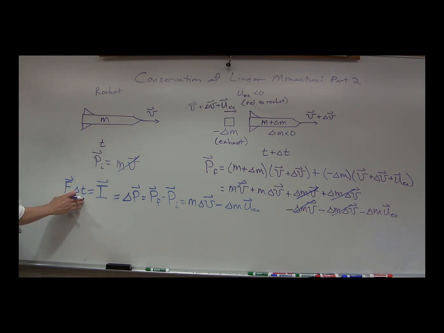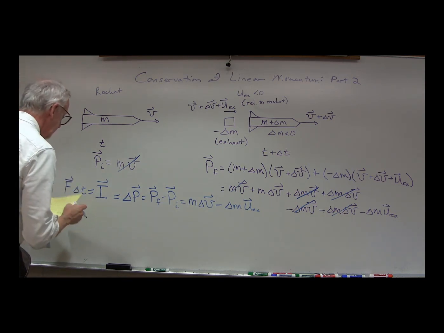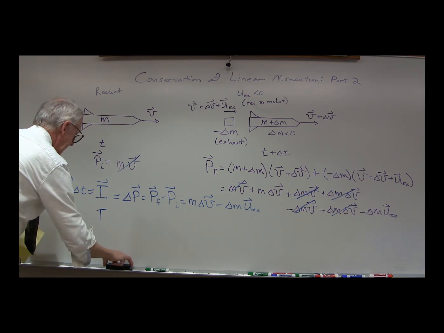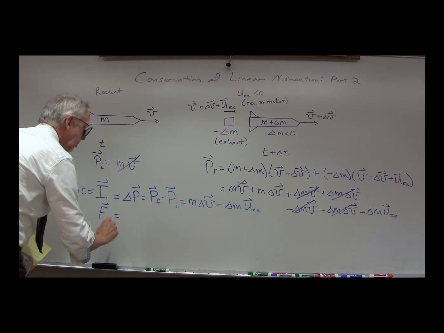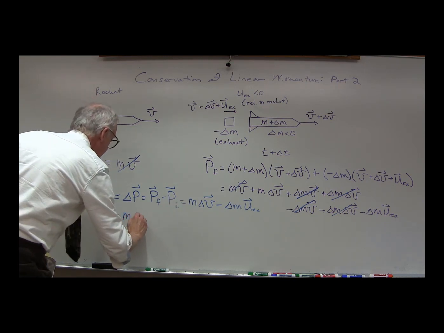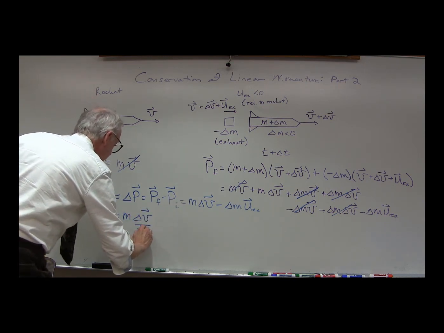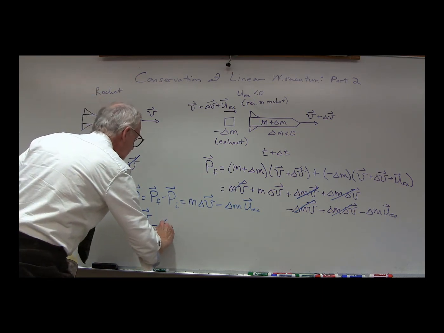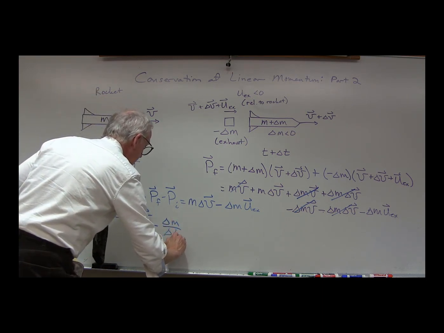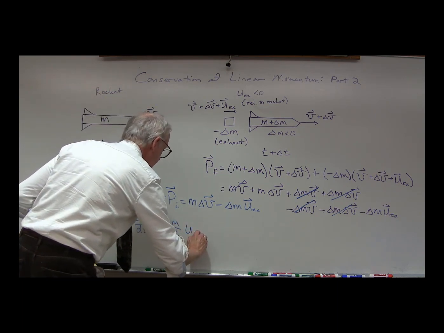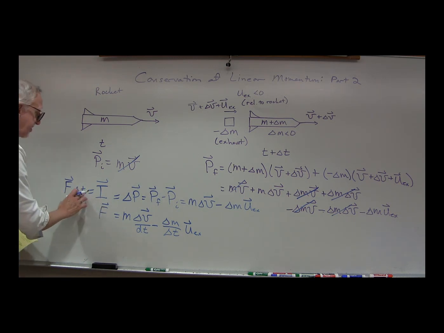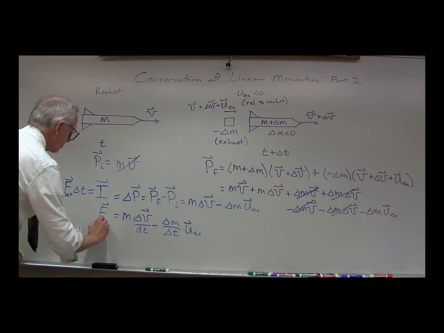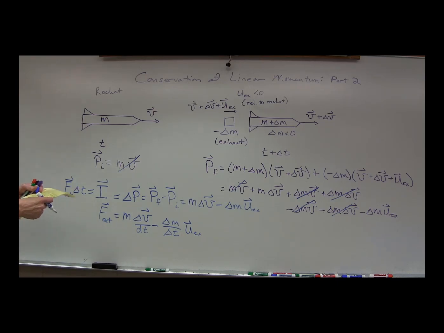Now let's divide by delta t, and what do we get? Sorry, we're dividing by delta t, so we get F equals m delta v over delta t minus delta m over delta t times u exhaust. Great. Remember, what force was this? This was the external forces. So let me just emphasize that's the external forces.